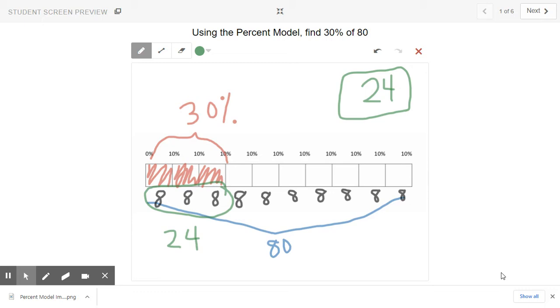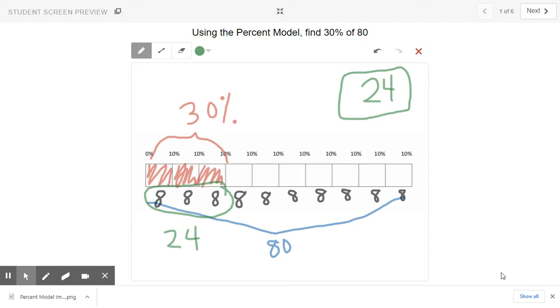Using the percent model, find 30% of 80. Since it's out of 80, that means the whole model is out of 80. I divide 80 divided by 10 equals 8. That means each box represents 8. That means 10% of 80 is 8.